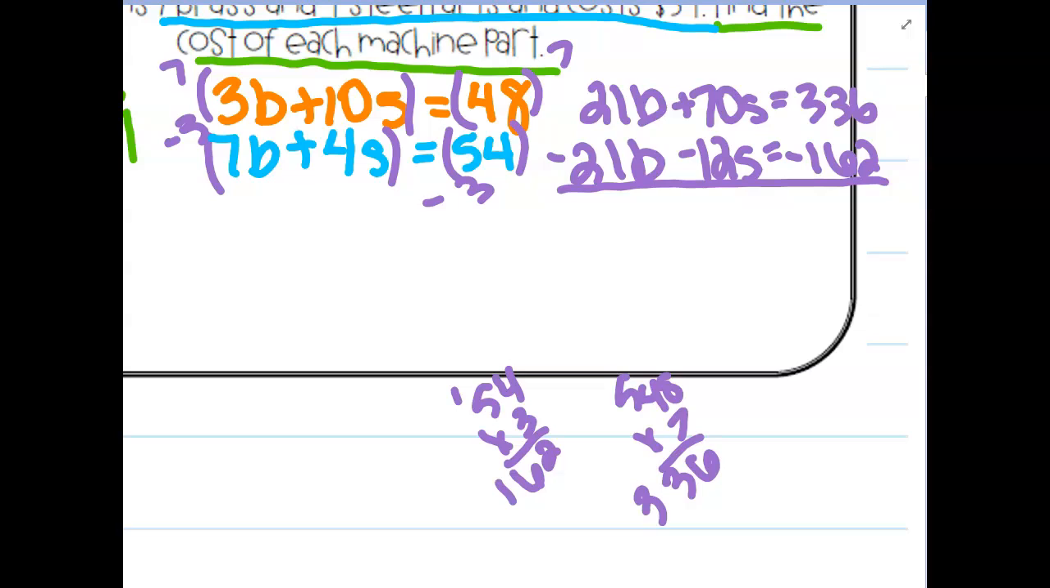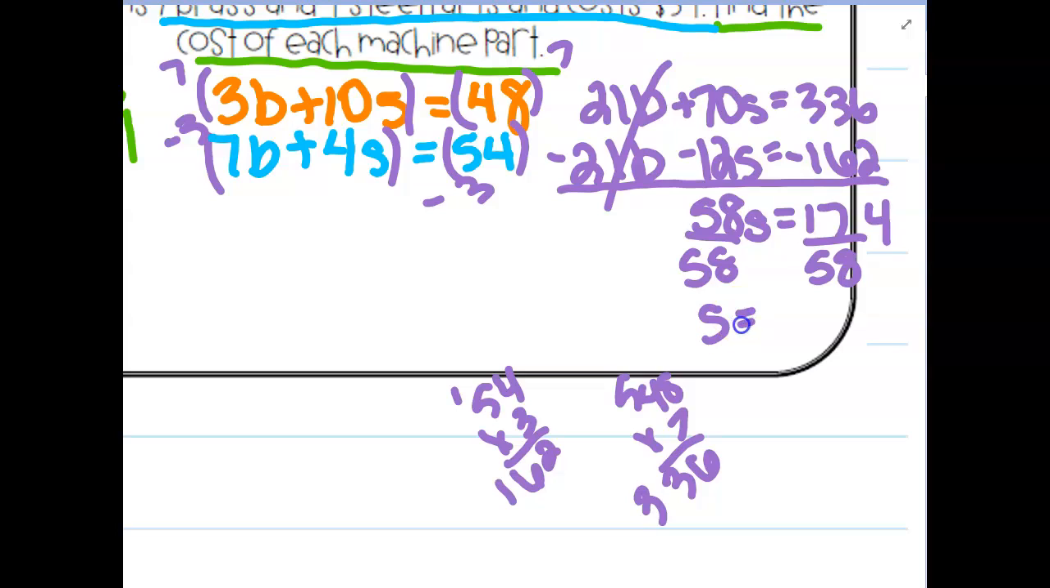Okay, then we add these together. The B's cancel out like we were thinking they would. 70S minus 12S gives me 58S. 336 minus 162 gives me 174. I might need some help here on this. I'm going to have a calculator. Divide by 58. 3? Awesome. So S equals 3, but remember the S isn't just an X or Y, it's an S.